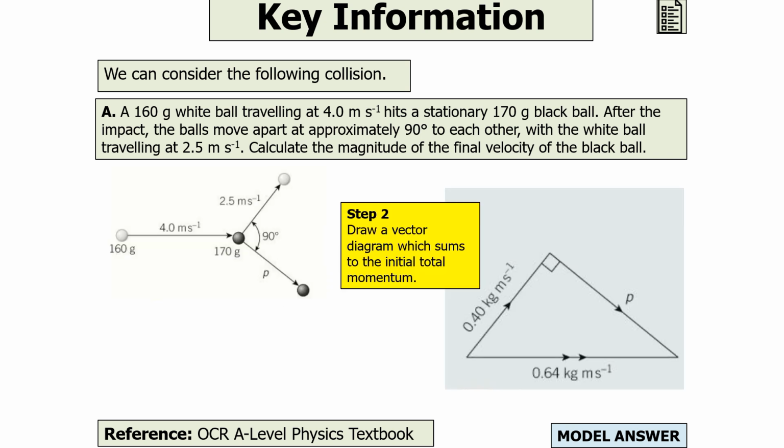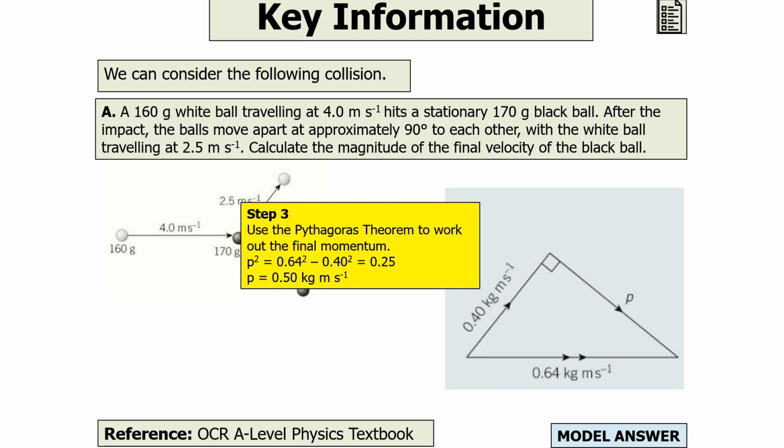We can then use this information to draw a vector diagram which sums those two values, the 0.40 kilogram meters per second and 0.64 kilogram meters per second. We can then use this triangle with the Pythagorean theorem to work out the final momentum, where we can say, as it's a right angle triangle, that p squared is going to equal 0.64 squared minus 0.40 squared. Now remember, 0.64 is going to be the hypotenuse because it is the overall value. So it allows us to work out the other component, sorry, the final one.